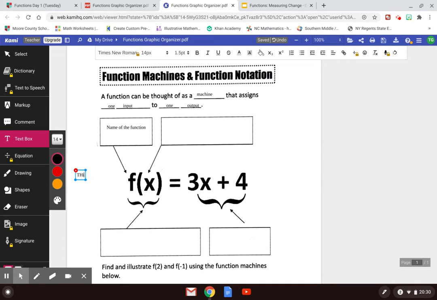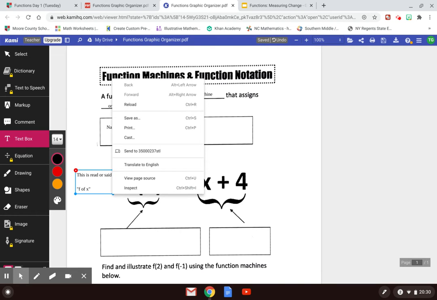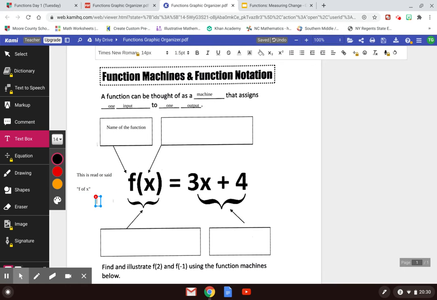And we're going to say that this is read or said "f of x." That is how we read or say function notation. So this here is f of x. If the letter were G, then it would be G of x. If it were H, it would be H of x. If it were Q, it would be Q of x, and so on. So it is read and said f of x.